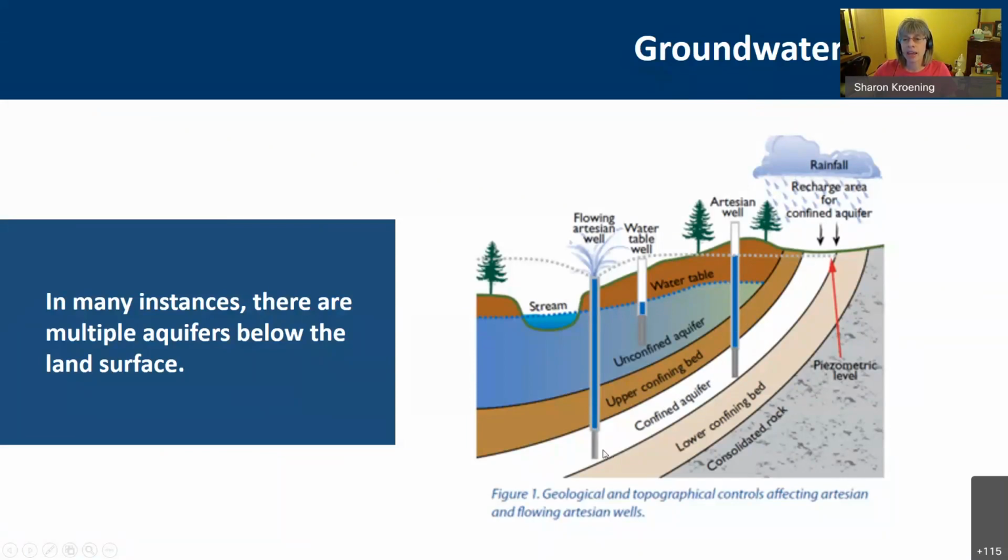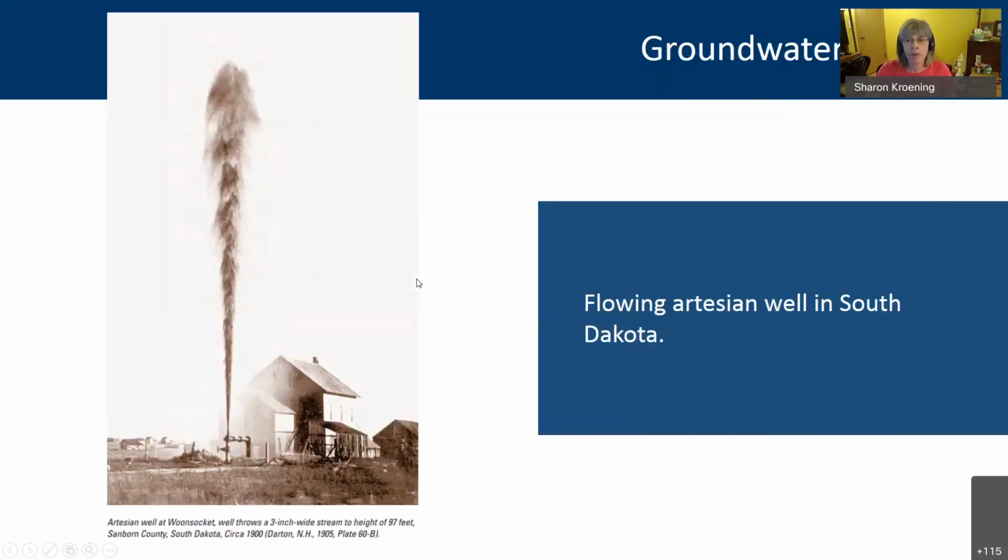And in the case where the well in the confined aquifer flows above the land surface, that would be referred to as a flowing artesian well. With a well like this, you wouldn't even need a pump to get water out of it. This picture here just shows a photo from about 100 years ago of a flowing well in South Dakota, where water actually shot up about 100 feet from the land surface.